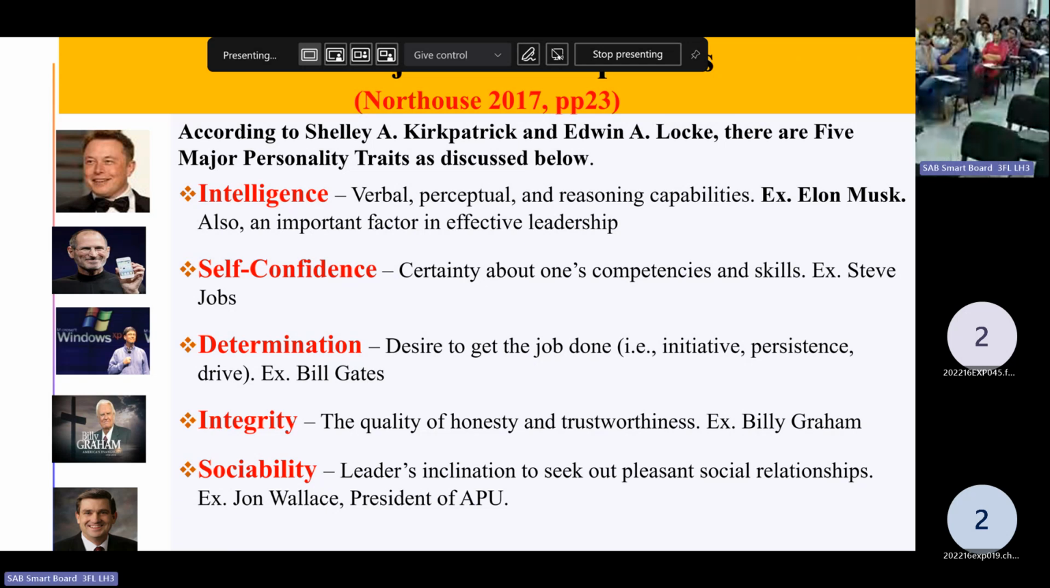And integrity, I don't know who he is, and they are talking about sociability, and they are talking about a university person. That's the example the book gives. Okay. So these are the 5 major leadership traits for the exam. From the exam point of view, you have to give not only the 5, you have to explain something with an example as well.